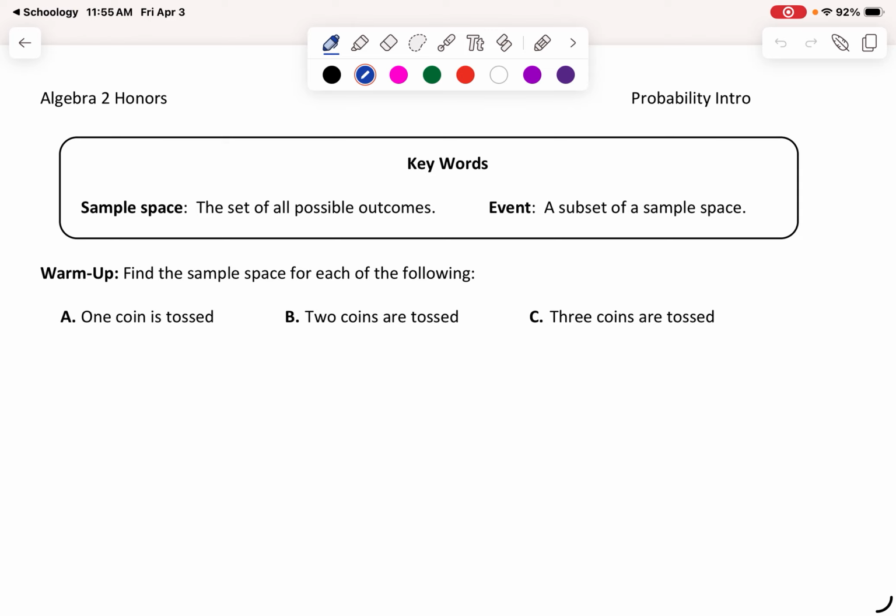So first off, we're going to find the sample space for each of the following. When tossing a coin, what are the possible outcomes? When you're tossing one coin, you can get a heads or you can get a tails. So there are two possible outcomes.